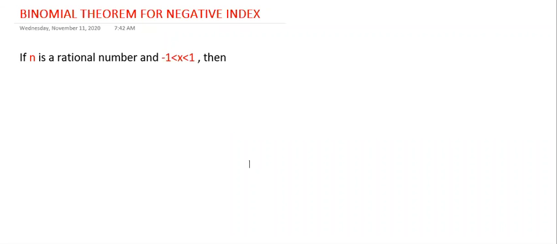Now, I am going to discuss the binomial theorem for negative index. In the previous class, we discussed the binomial theorem for a positive integer index, where n is a positive integer. But here, n is a rational number, or we can consider a negative one also.